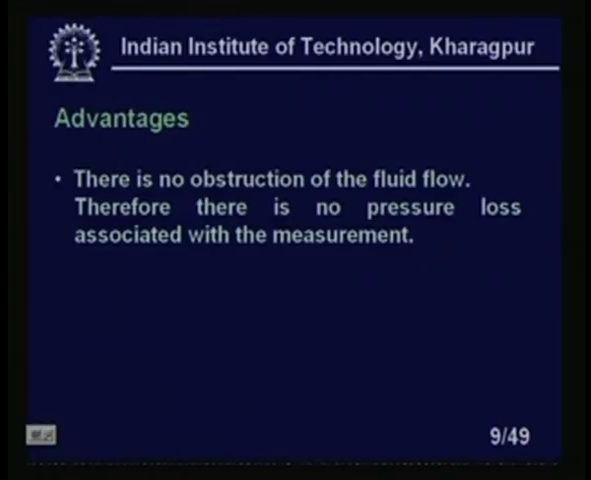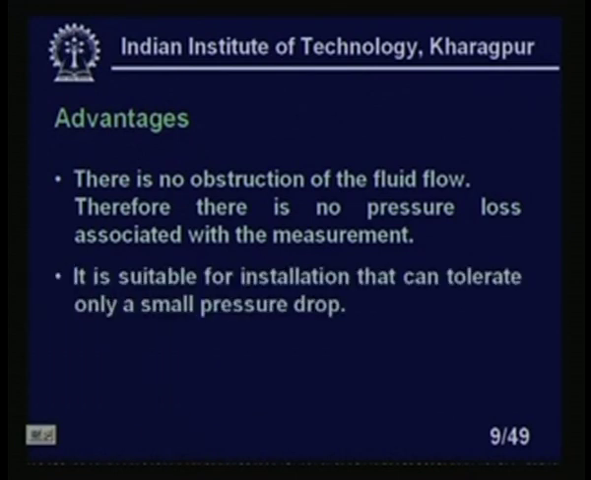Now, there are several advantages of this type of flow meter. Number one, there is no obstruction of the fluid flow, therefore there is no pressure loss associated with the measurement, which is very important. Then, it is suitable for installations that can tolerate only a small pressure drop. In many situations this pressure drop cannot be allowed when the liquid is flowing at a slow velocity and the pressure across is very small. We cannot afford this type of pressure drop, so in those situations this magnetic flow meter is quite popular.